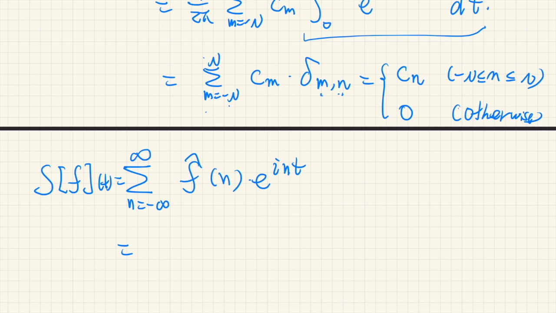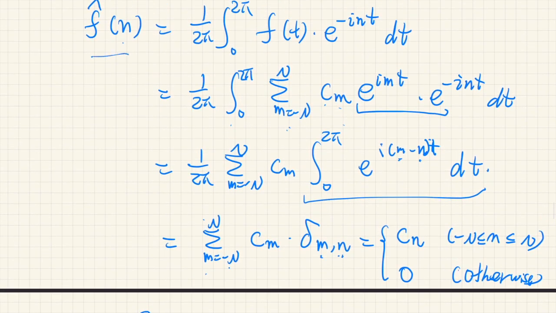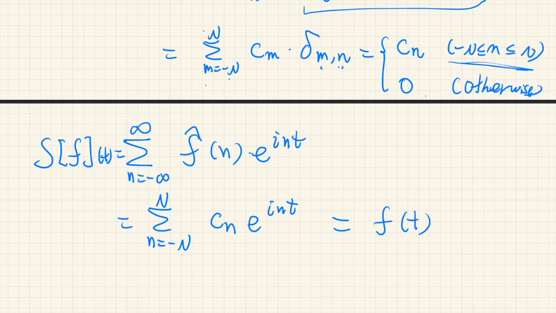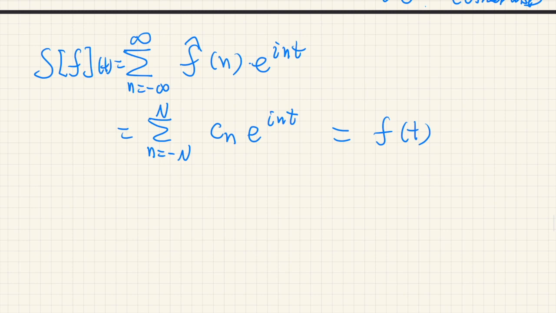Now let's plug in these Fourier coefficients here. Since the Fourier coefficients become 0 outside of this range, we limit the sum from n equal to negative capital N to positive capital N, and c_n and exponential of i n t. But this is identical to the original function f of t. So to summarize, the original function f of t is equal to its Fourier series.